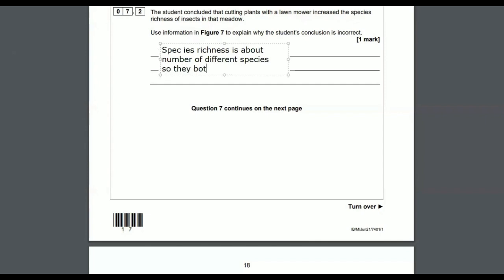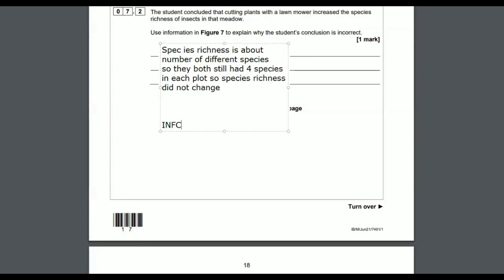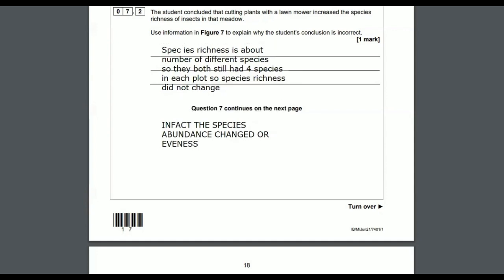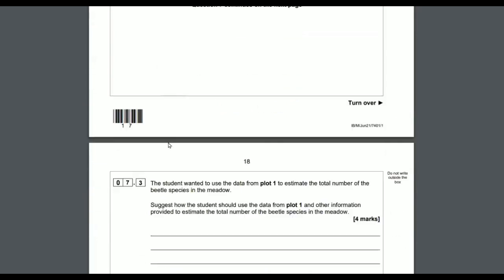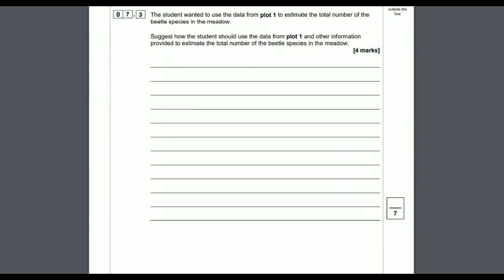Both plots had 4 species. Species richness tells you the number of different species, and in both plots, they still had 4 species. What had actually changed over time was the abundance, the amount of each species. So there were a lot more, whatever that top one was, leaf beetles or whatever, in plot 2. So the abundance changed, but the number of different species remained the same. There were 4 different species in each plot. And so actually the species richness did not change, so the student was not correct.